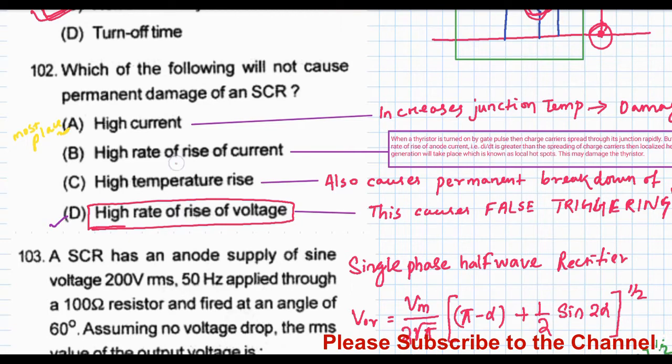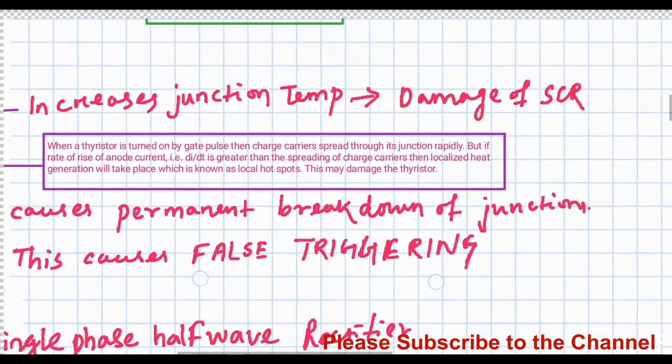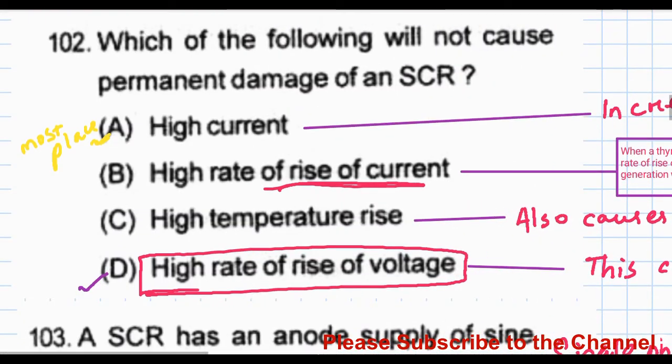Next one is high rate of rise of current. When the thyristor is turned on by gate pulse, then a charge carrier spreads through its junction rapidly. But if the rate of rise of anode current, that is di by dt, is greater than that of spreading of charge carrier, then localized heat generation will occur at some places. This is called local hotspots, and this will damage the thyristor. So both cases are damaging the thyristor.